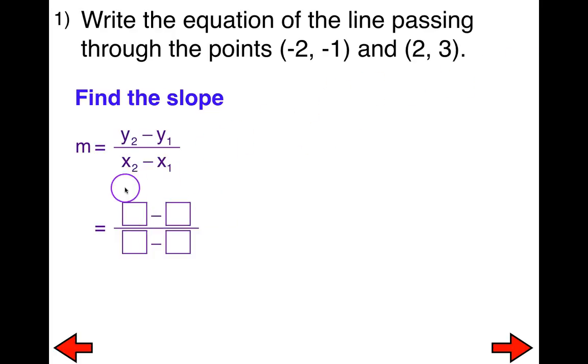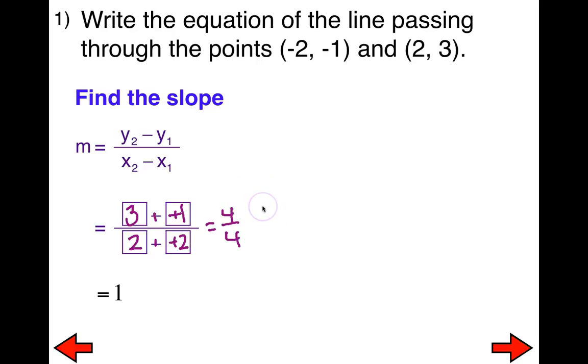So I'm going to go ahead and first write the second y, which is 3, the first y, which is -1, the second x, which is 2, and the first x, which is -2. So again, since this subtraction sign is already there, I don't accidentally lose it. I'm going to be left with 4 over 4. So I would say my slope is 1.